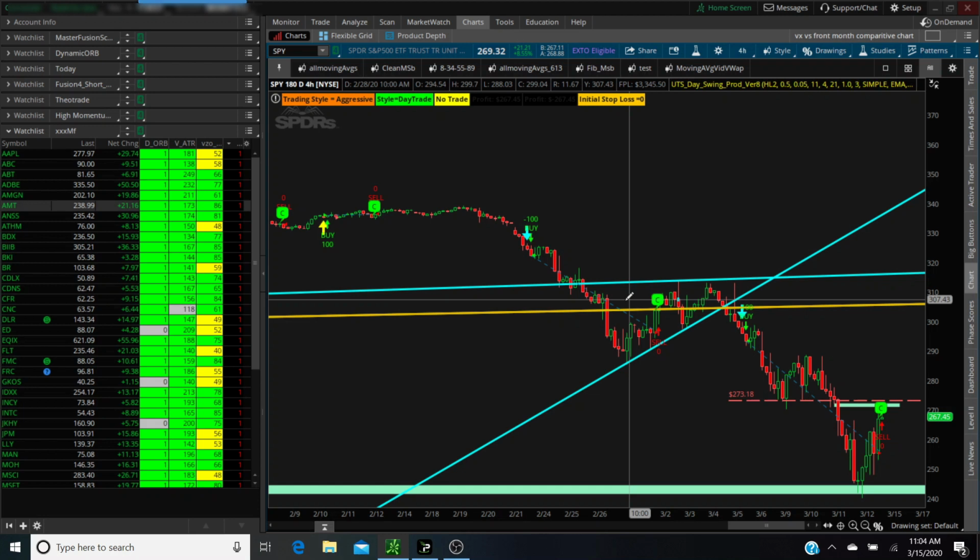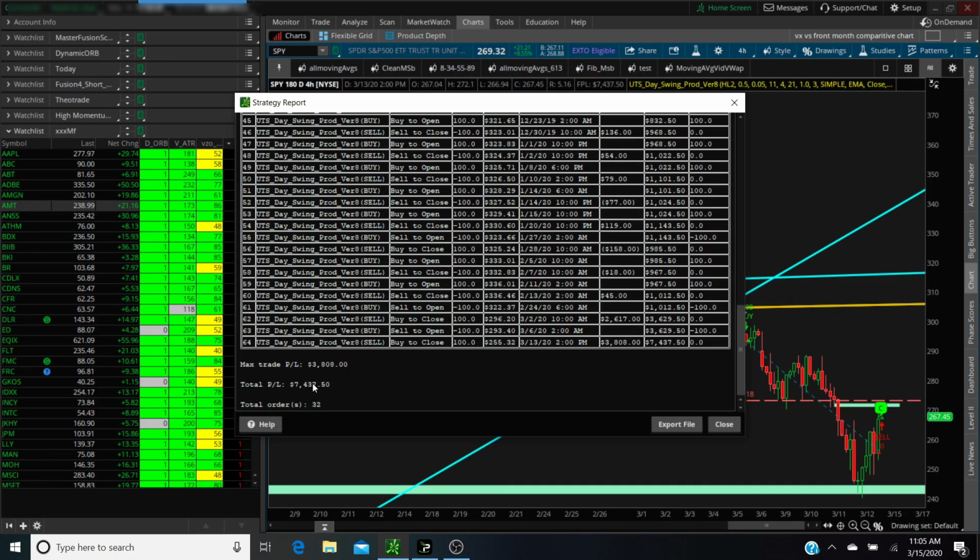And all of this can be looked at by just clicking on show report and looking at what the performance has been, right? So obviously the total profit and loss was, like, 32 trades, you made $7,400. But look at what happened from 3/2 to 3/13. It had two trades of $2,600 and $3,800, right? So that's almost like $6,500 in profit in just 15 days, right?